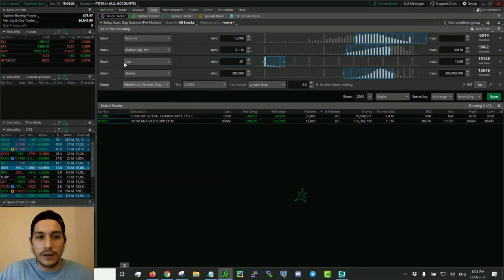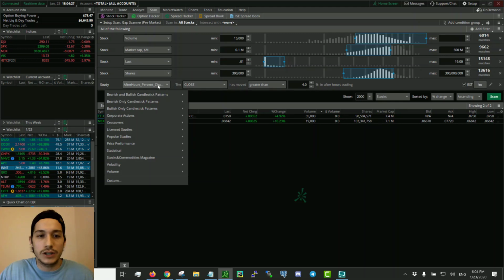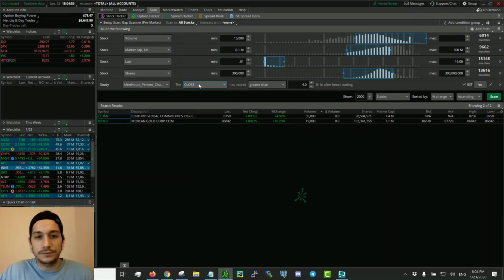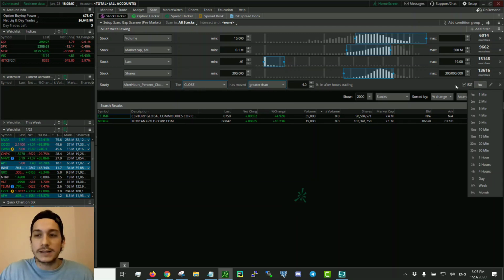The most important thing on this gap and go scanner right here is this after hours percent change. And if you want to build it manually, I think it's price performance, after hours percent change. I do it since the market closed. There has been a greater than 4% move, and this includes extended hours.